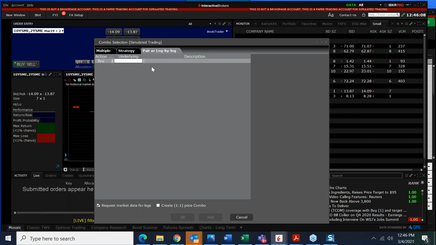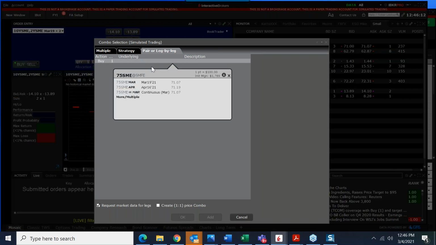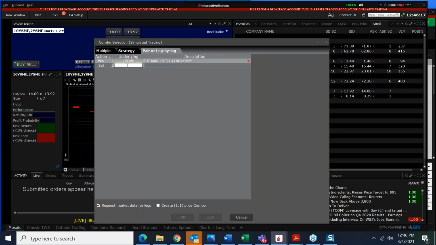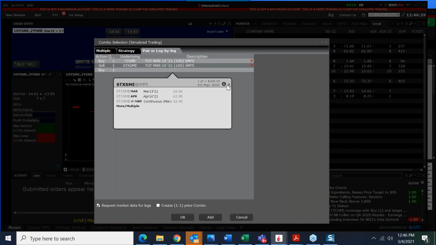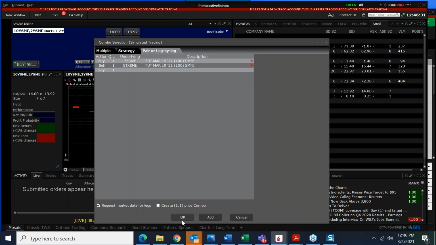So again, 75 SME, and select. I'm going to select the continuous March contract, and then I'm going to be selling the STX SME, and again hit the continuous March future and X out of the selection box there. And now that we've constructed it, we've got buy on the left hand side under the action and sell for the second line. Click OK.